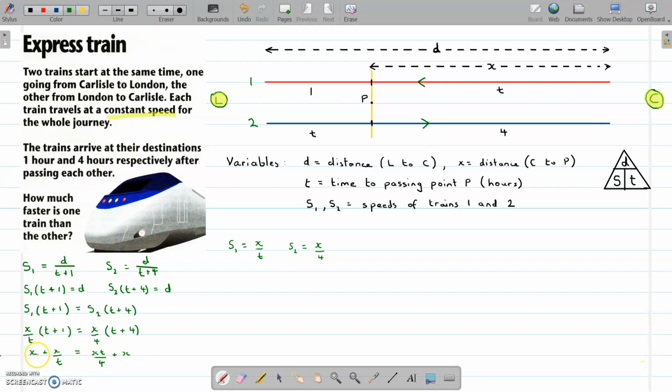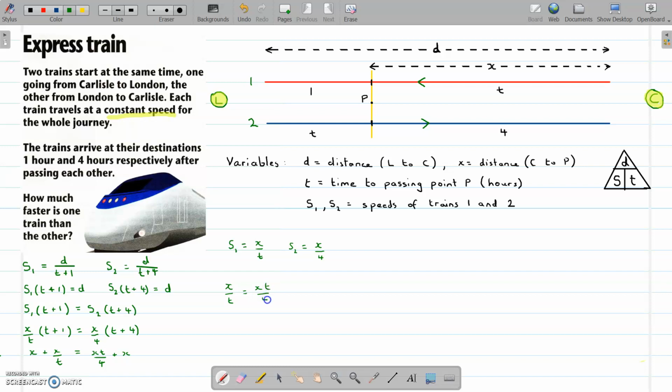Now if you look at those two expressions either side of that equals sign, they both contain a plus x and a plus x. So I can just cancel them out. I can just take x from both sides. So I'm left with x over t equals xt over 4.